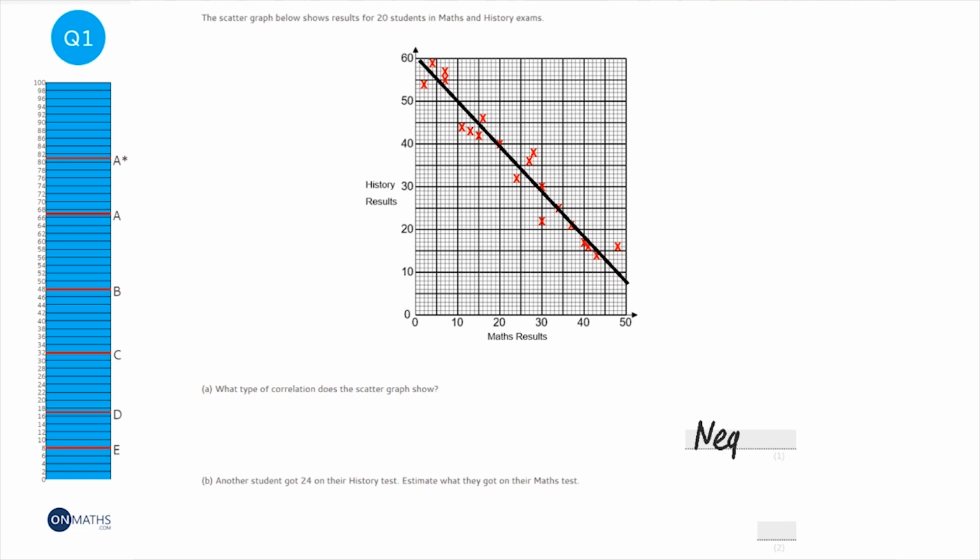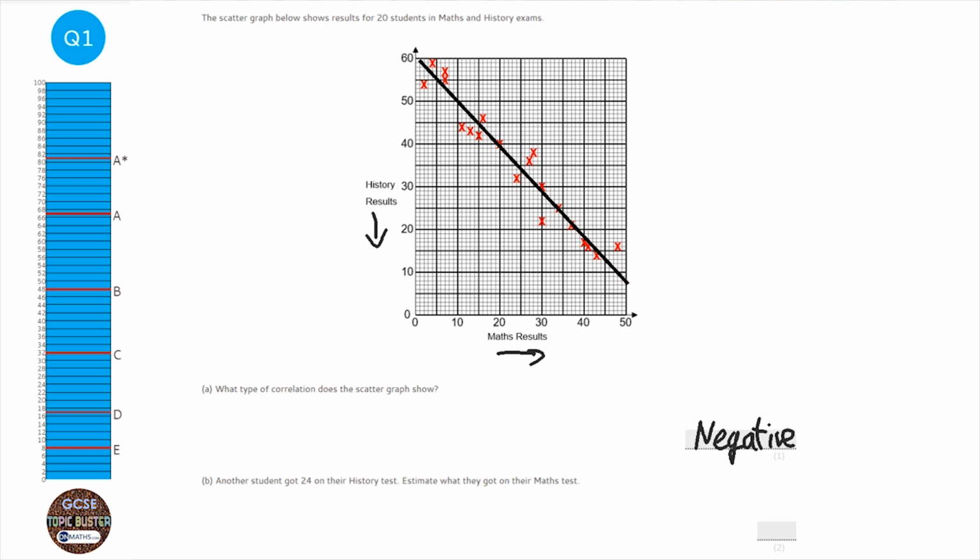That's obviously going to be negative, and the reason being is the more this one goes up, this one goes down. So as maths results go up, history results go down. The other option is positive, and that's where the maths results go up, history results go up, the line goes up. And there is a third option, which is very rarely used, but it could be used on maybe a 1 mark question, where it's no correlation. That's when all the points are everywhere. You can't draw a line of best fit. Now, since I could draw a line of best fit, there obviously is a correlation.